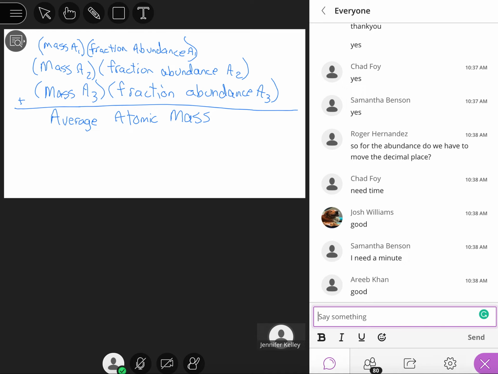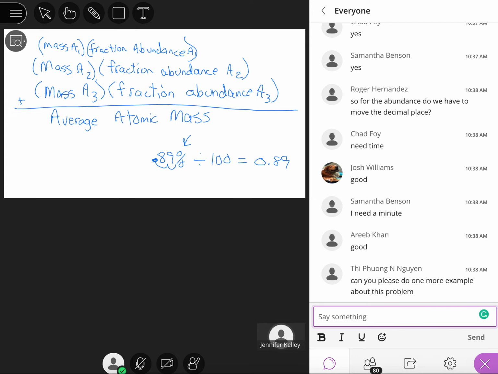So for the abundance, most likely they're going to give you a percentage like 89%. And then you're going to turn it into a decimal. You just take whatever percent they give you and divide by 100. But when you put it in your calculator, don't use the percent sign. You're just going to put in 89 divided by 100, and that's going to give you 0.89. The other option is just to take the decimal and move it 2 places this way. So that's how you get the fraction.